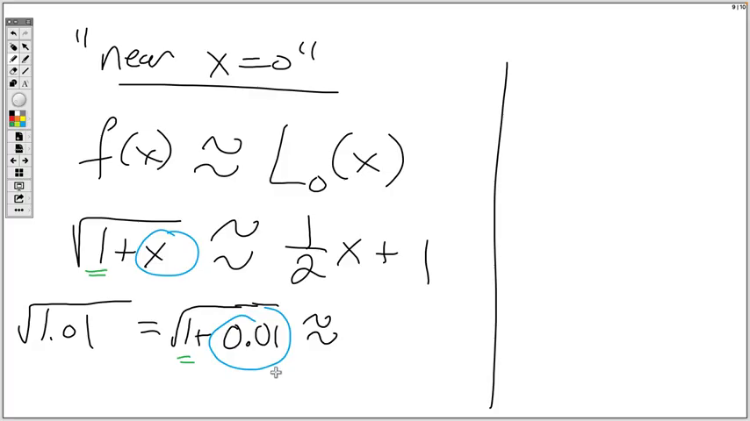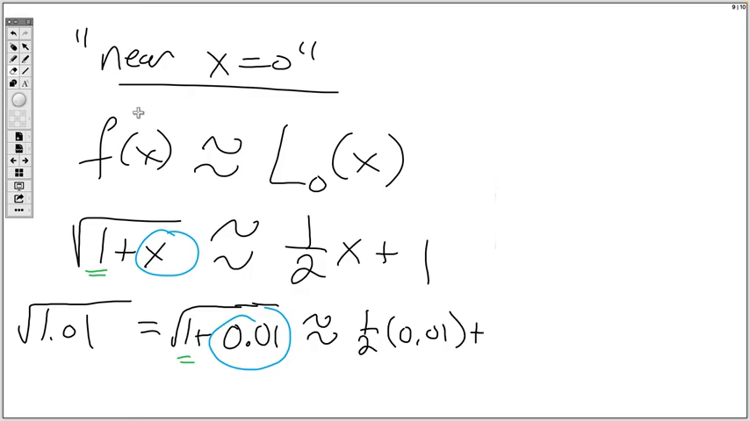Are we good with that? So this is now the x. According to my linearization, the square root of 1 plus 0.01 is approximately equal to 1/2 times 0.01 plus 1. And we can almost do this in our head, right? What's 1/2 of 0.01? 0.005, so this would be 1.005.